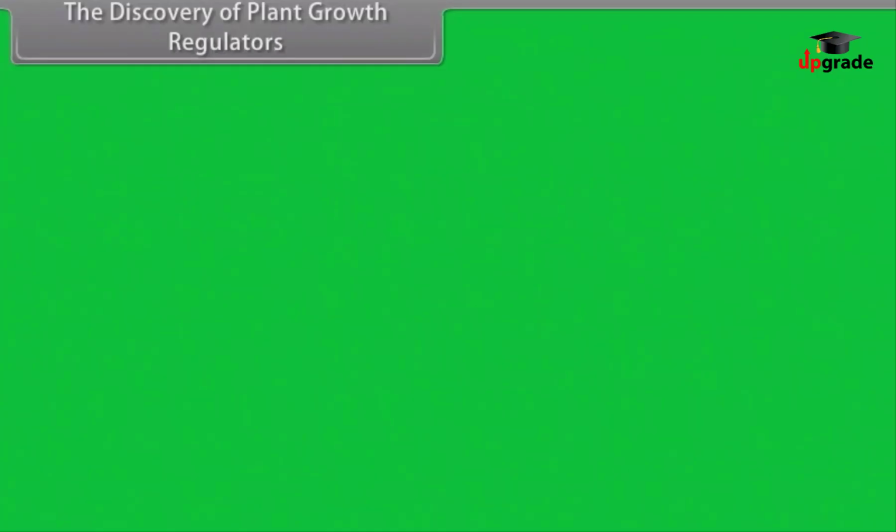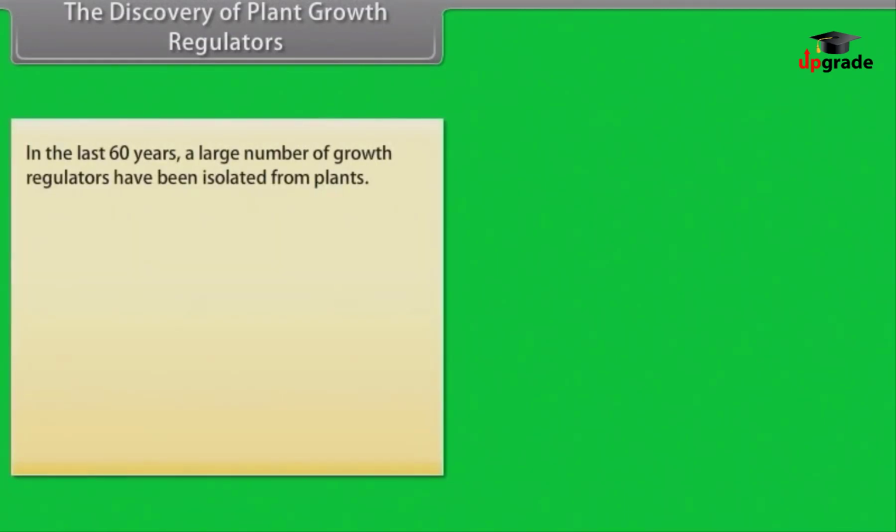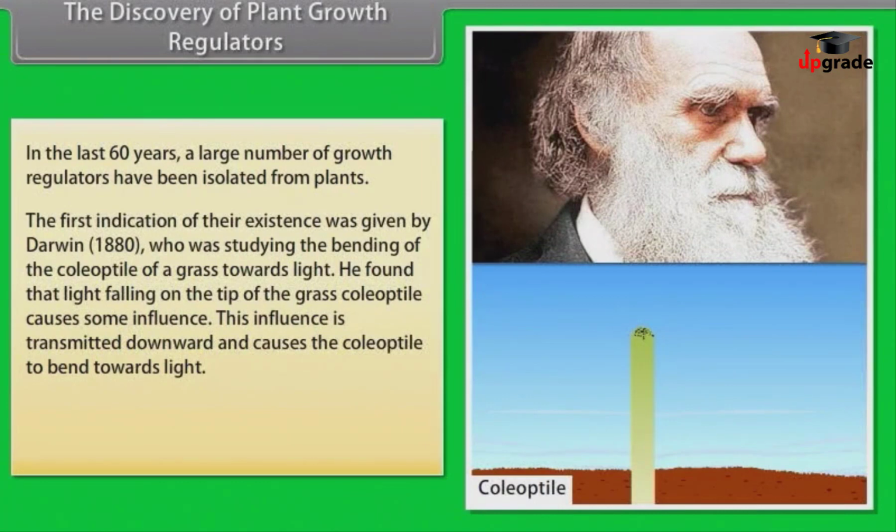The discovery of plant growth regulators. In the last 60 years, a large number of growth regulators have been isolated from plants. The first indication of their existence was given by Darwin in 1880, who was studying the bending of the coleoptile of a grass towards light. He found that the light falling on the tip of the grass coleoptile causes some influence. This influence is transmitted downward and causes the coleoptile to bend towards light.